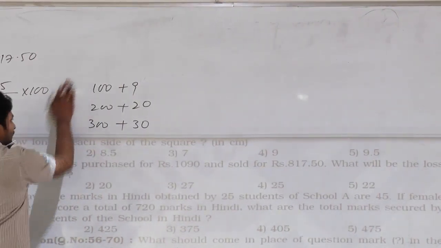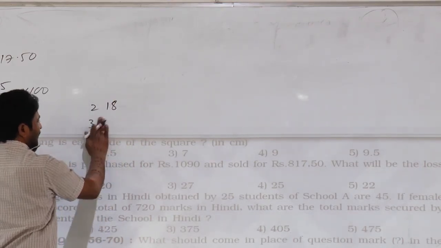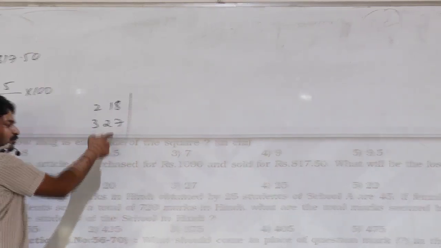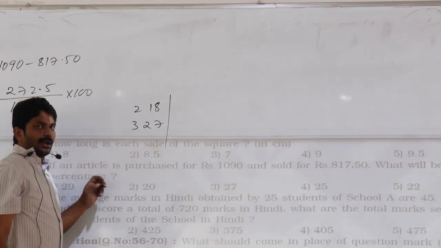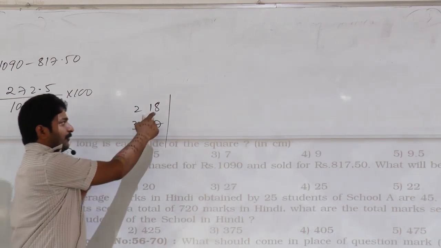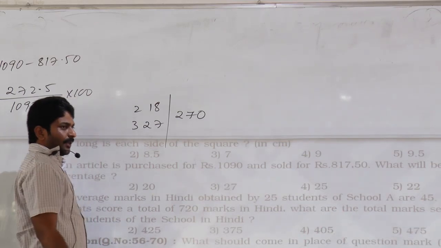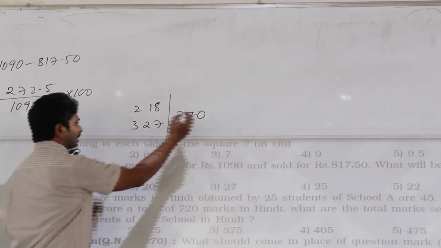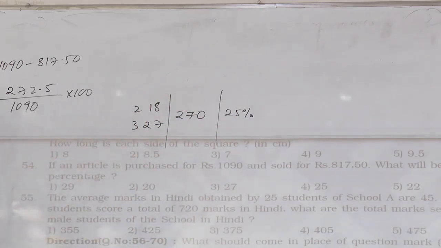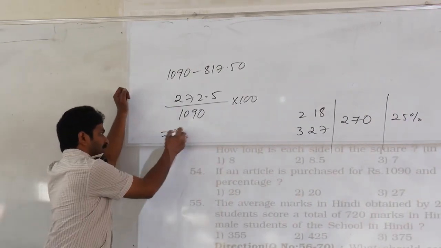Now, 20% of the denominator is 218. 30% of the denominator is 327. In between these two, you have a difference of almost 110. Half of that is 55. When you add 55 to this number, this will be near about 270. If your number is near about 270, then go for 25% as your answer. Our number is 272.5, which is near about that. The answer is 25%.